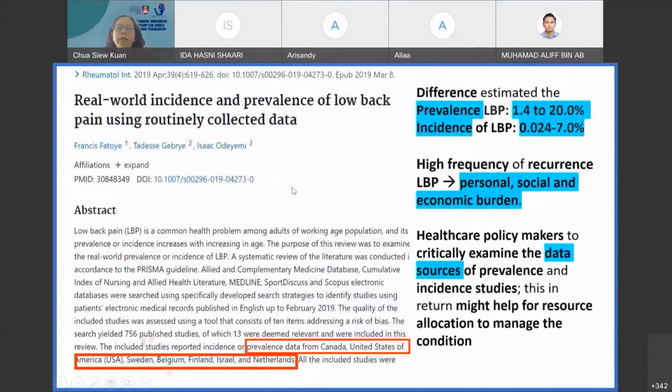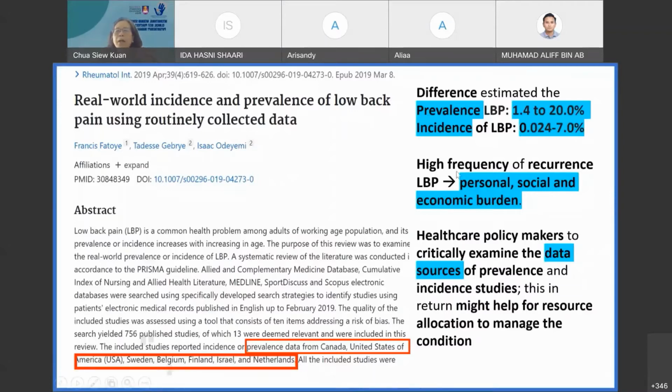Okay. So in 2019, they also discussed a systematic review in Canada, the United States, Sweden, Belgium, Finland, Israel, and the Netherlands, which came up with a statement that prevalence in Western countries is 1.4 to 20%. Why is it so different? Incidence is when you follow up people from no pain until pain. That's why the percentage is less. They will calculate whether lifespan, or a lifetime of a certain duration of years. So anyway, prevalence and incidence still have no consistent number. It's not a stable number. Why is it so?